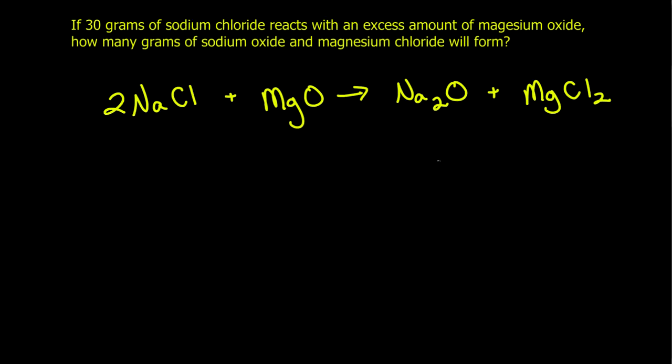Next thing we need to do is pick out our information. I got 30 grams of sodium chloride. So NaCl is sodium chloride. We reacted with an excess amount of magnesium oxide. That means I'm not going to worry about this one. I'm not going to deal with it at all. How many grams of sodium oxide? So I'm looking for how many grams of sodium oxide and magnesium chloride will form. So this one's going to have two answers. So let's convert to moles first and go from there.